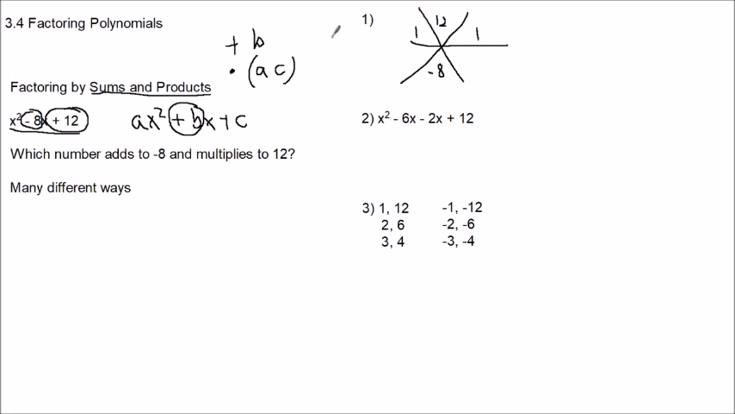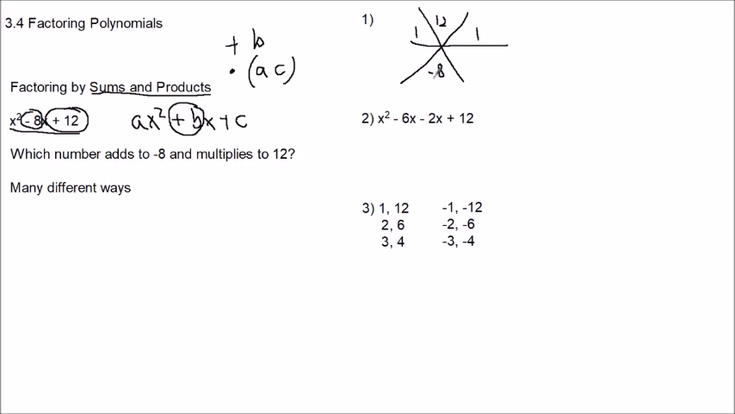This is called the snowflake method. We put the number that the two add up to, b, at the bottom of the snowflake, and the product, a times c, at the top. So a is just 1 in this case, and c is 12, so 1 times 12 is 12. Then we put the numbers on both sides, and we factor.